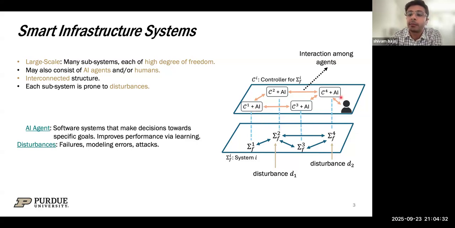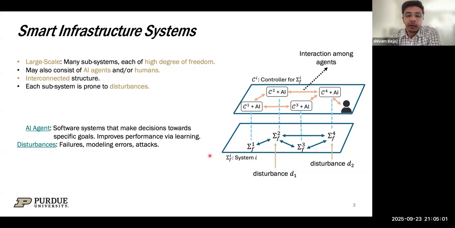There might also be human agents interacting with these AI agents, and these AI agents might also be interacting among each other. And the last thing to note here is that there might be disturbances acting on these subsystems. For this talk, I use the word disturbance pretty loosely, in the sense that it can be modeling errors or attacks on these systems. It does not only have to mean environmental uncertainty.